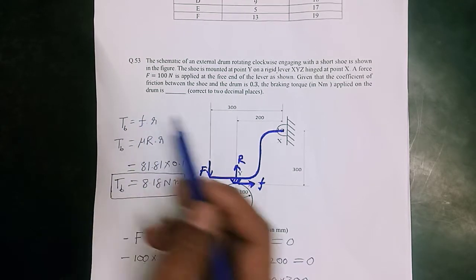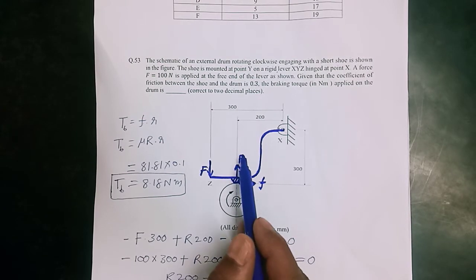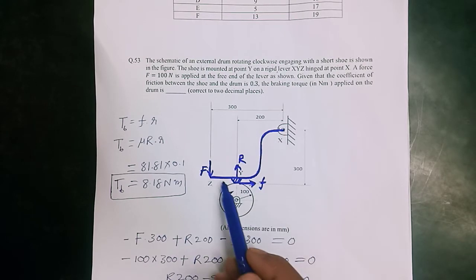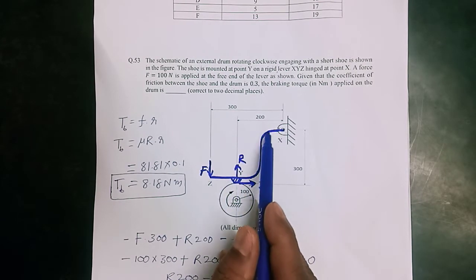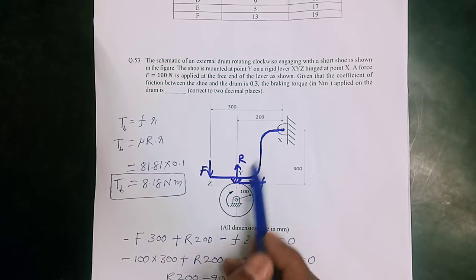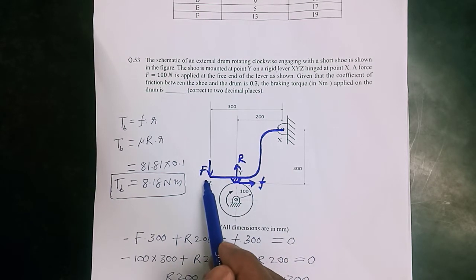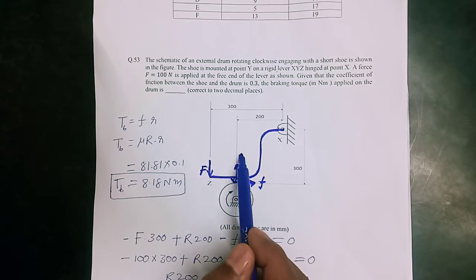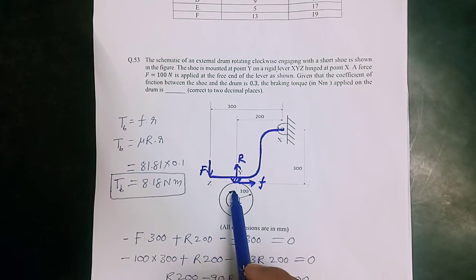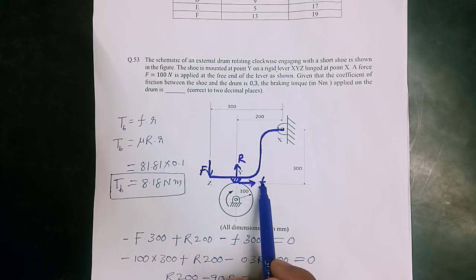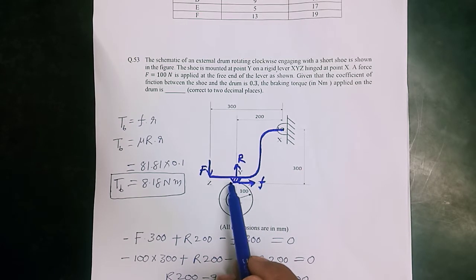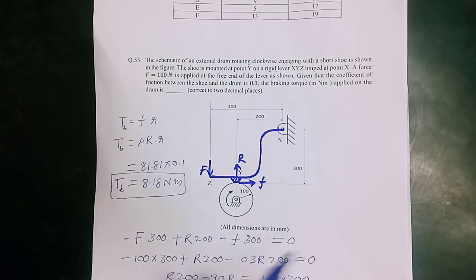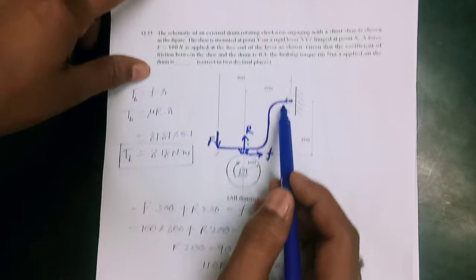So to find the friction force, we need the reaction force. This reaction force can be evaluated from the equilibrium conditions. So take the free body diagram of this lever and identify the forces. One is the applied force F at point Z. Then there is the reaction force created by the drum on the shoe, that is R, and the friction force between drum and shoe in this direction, small f. These three forces will create moments at hinged point X. So take the moments about hinged point X.